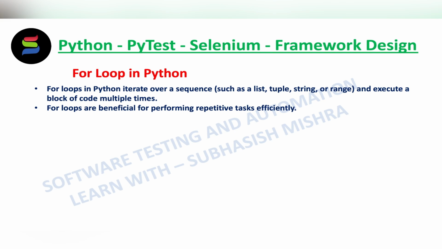So, when to use for loop? Anytime you need to repeat a block of code a fixed number of times, you can use for loop. Anyway, let's see with an example so you can understand it very clearly.